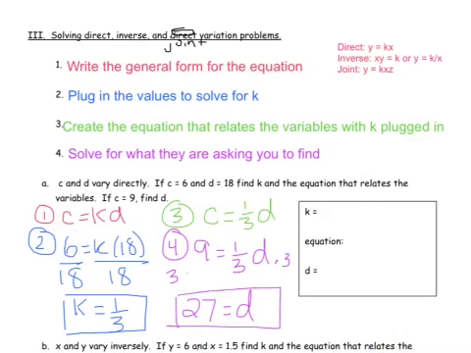On your quiz, there will be a box similar to the one that I gave you on the right. You need to write down each of those things. So K was 1/3. The equation that they're asking for was the one from step 3, C equals 1/3 D. And then D, what we found in the last step, was 27.